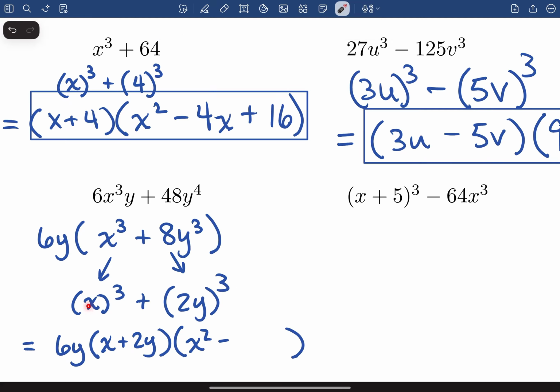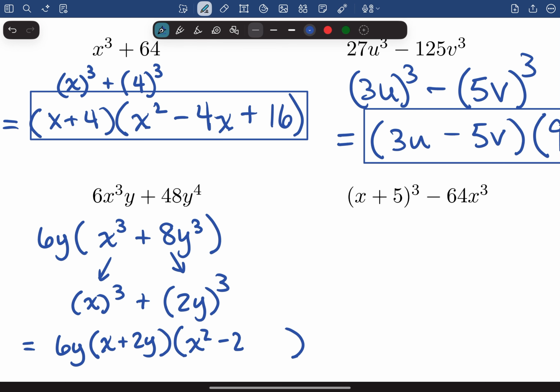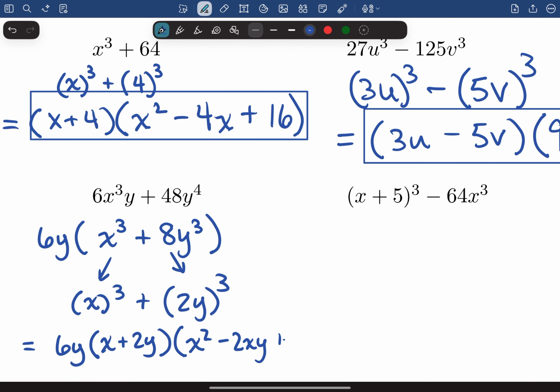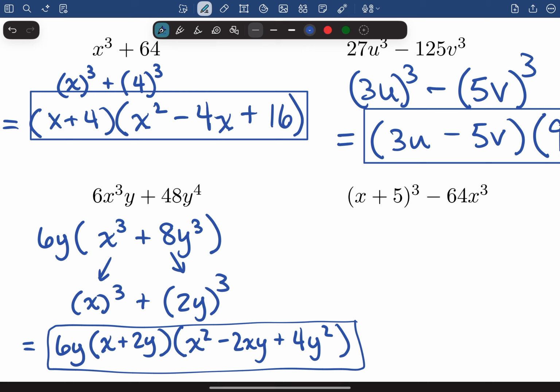Now a minus sign. Now we multiply a and b together. These two terms, x and 2y, well, that's 2xy. Now we take the second term, 2y, and we square it. So 2y gets squared, which gives us 2 squared, which is 4, and y squared. There we go. We have factored the sum of cubes.